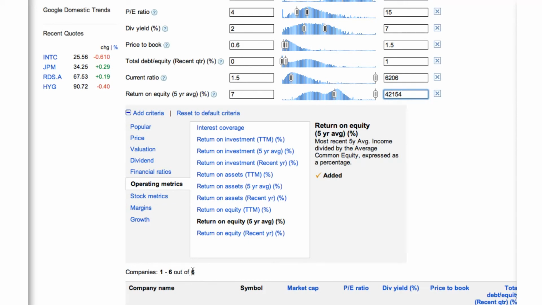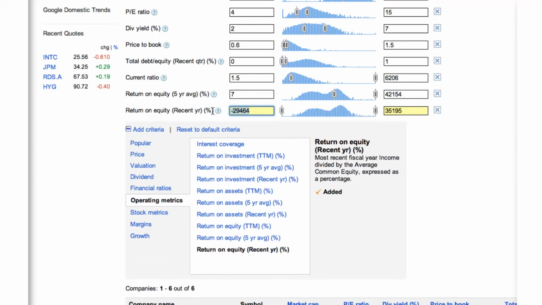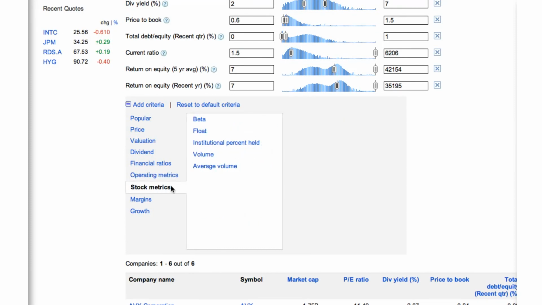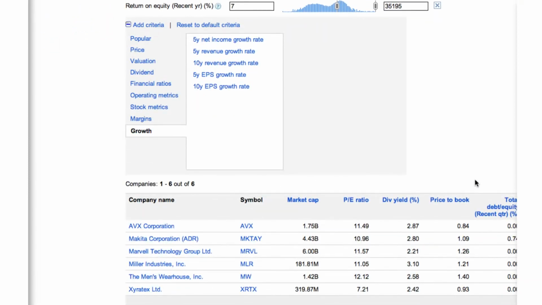Okay, and now we're down to 6 companies. Then what I'm also going to do is put in the return on equity for the most recent quarter. So we'll also put that in at 7%. Okay, and when we put that in, we still have 6 companies left. As far as the other metrics on here, they're not metrics that I'm particularly interested in to get just a general overview of what companies out there meet the specs I'm looking for.